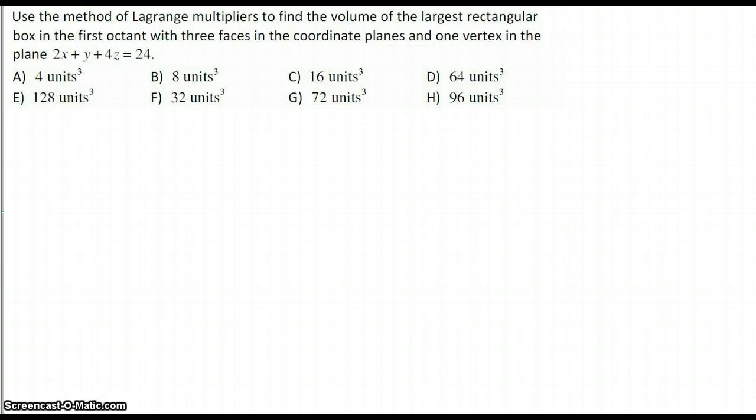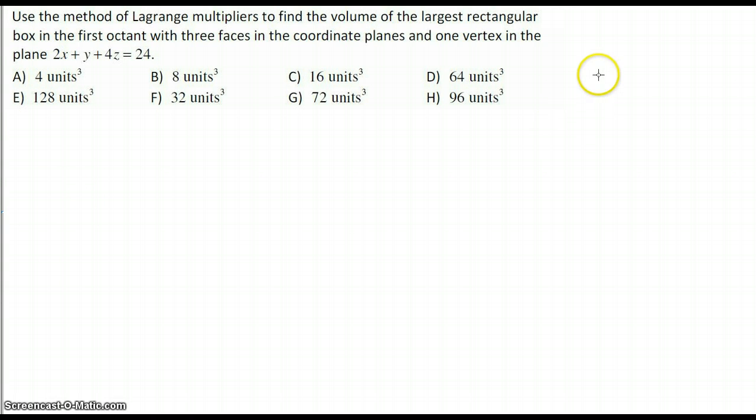Use the method of Lagrange multipliers to find the volume of the largest rectangular box in the first octant with 3 faces in the coordinate planes and 1 vertex in the plane 2x plus y plus 4z equals 24. In class we did a problem exactly like this, and so we can work this out.